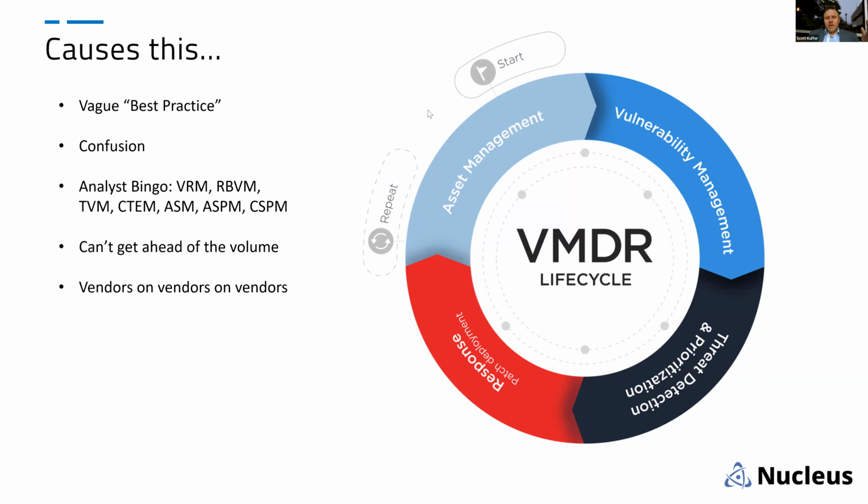So what ends up happening is analyst bingo. And at Nucleus, we've been part of this for a long time, right? In the time that we've been around, I believe we have been called 7 or 8 different acronyms, depending on how you want to look at it, right? So we aggregate vulnerability data. And what that means is that we could have been VRM, VPT, RBVM, TVM, now CTEM, ASM, ASPM, CSPM, right? We're all of these categories and none of these categories at the same time.